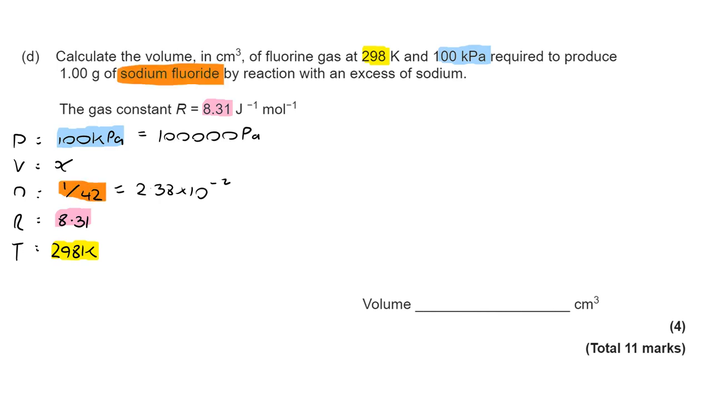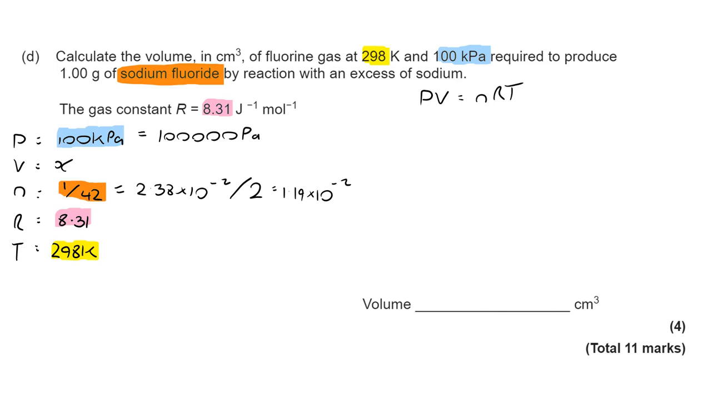is a mass of sodium fluoride. So I can work out 2.38 × 10^-2 moles of sodium fluoride. However, that's NaF, and fluorine exists as F2. So if we want the moles of fluorine gas, we're going to divide that by 2. We get 1.19 × 10^-2. I've also, you'll notice, converted my pressure into pascals.